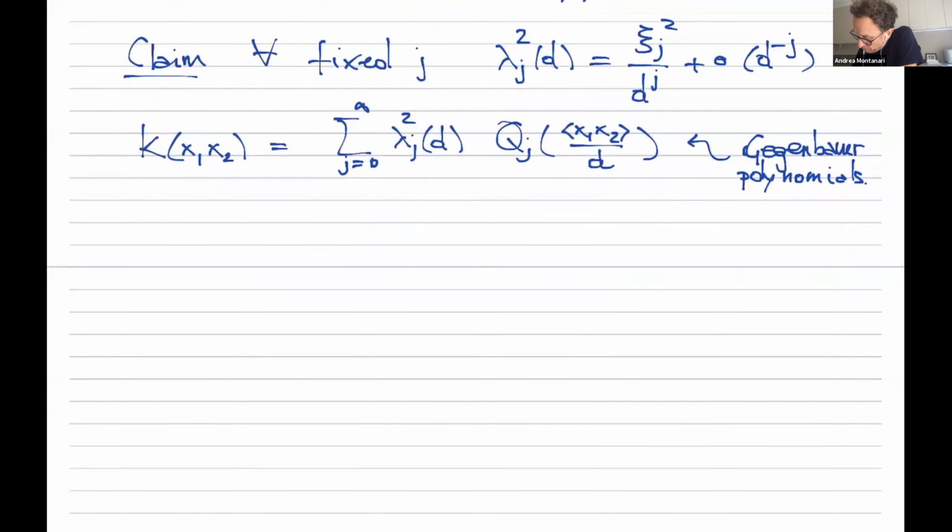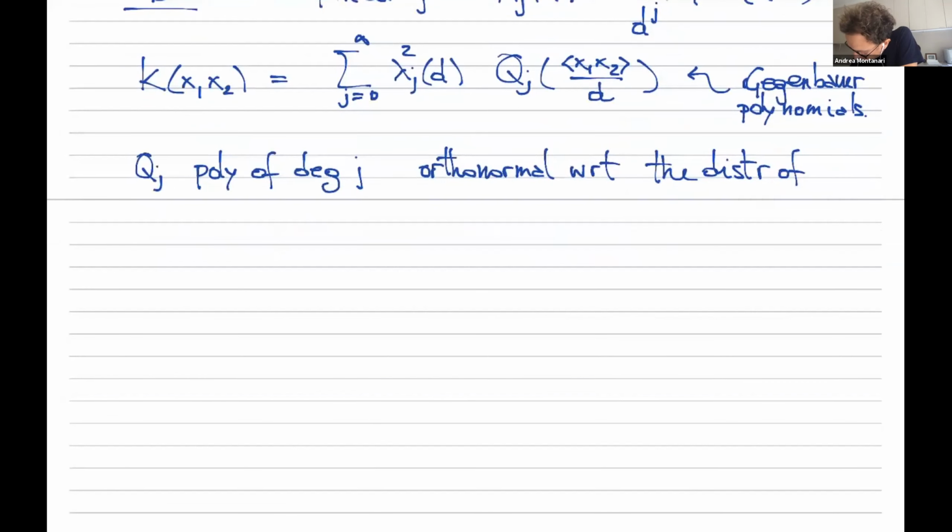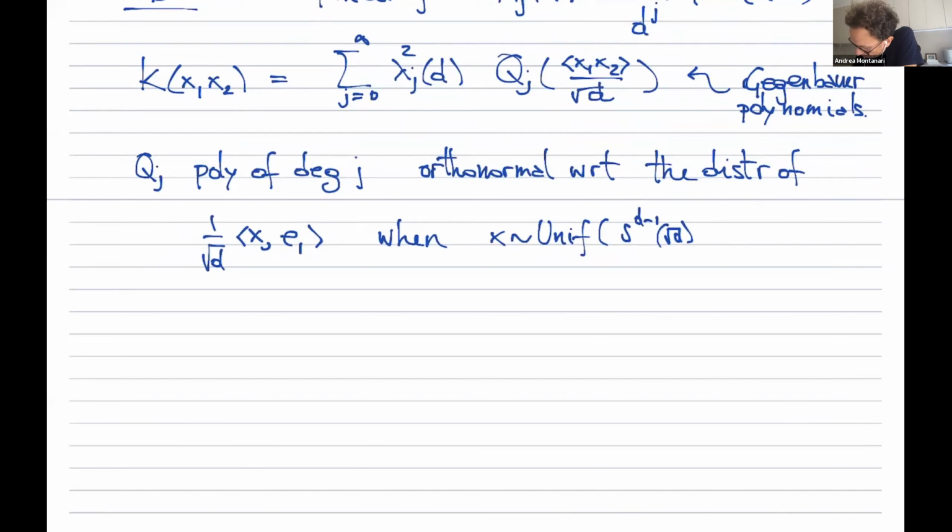The definition of Gegenbauer polynomial is simply that Q_j is a polynomial of degree J, and they are orthonormal with respect to the distribution of x times e1, divided by square root of d if I follow the same normalization, when x is uniform on the sphere of radius square root of d. Perhaps I put a square root of d here so that I don't have this trouble.